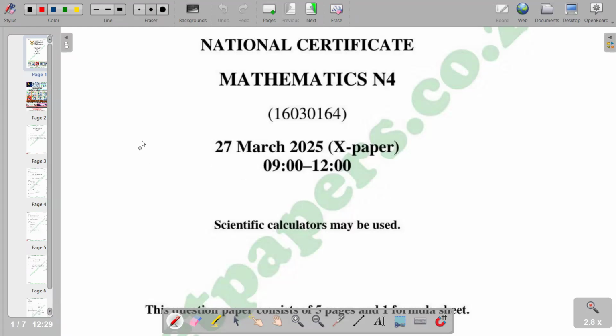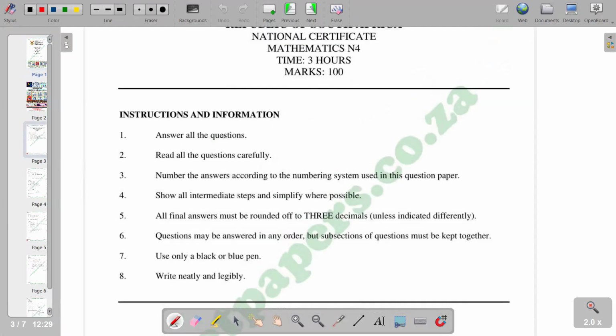Good morning. Today we are going to be looking at the paper written for National Certificate Mathematics N4, in April 2025. So let's go to the instructions.